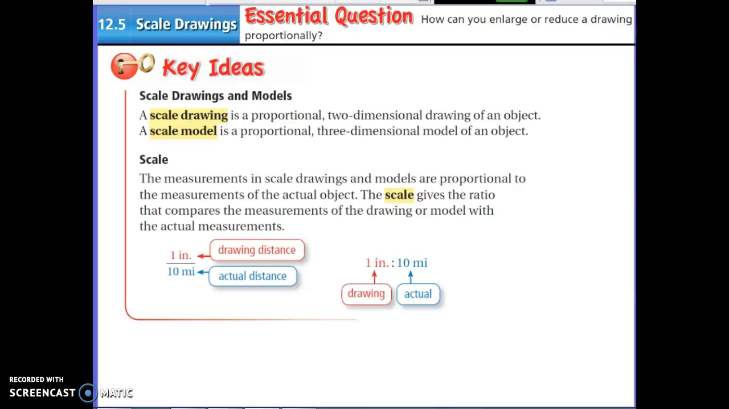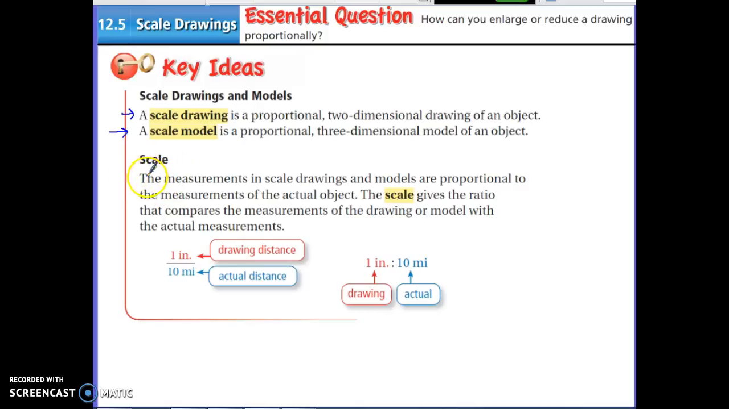Welcome. Today we're going to be talking about section 12.5, scale drawings. Under our key idea, we can read that a scale drawing is a proportional, two-dimensional drawing of an object. Basically, that means it's either a smaller or a larger version of the real thing. A scale model is a proportional, three-dimensional model of an object.